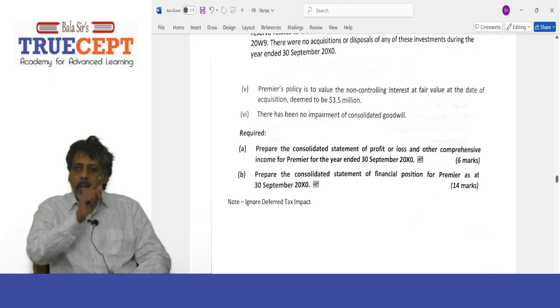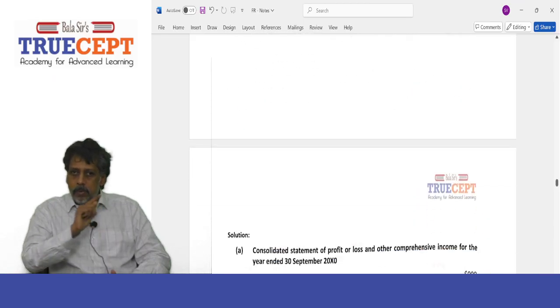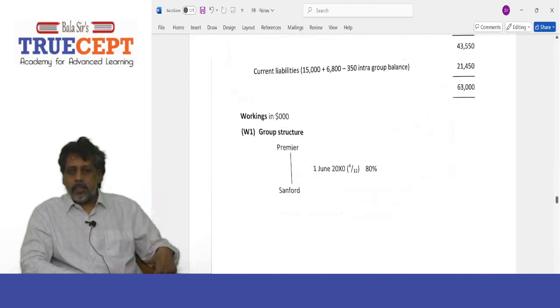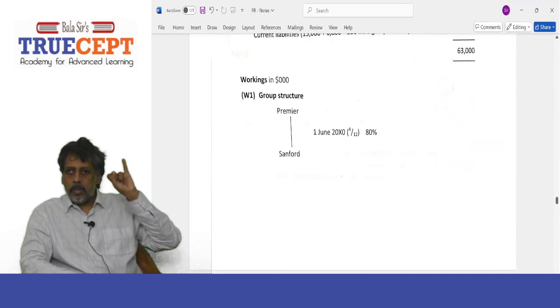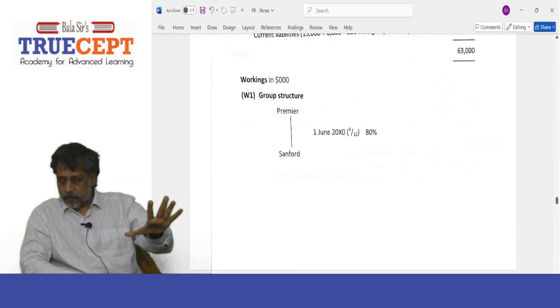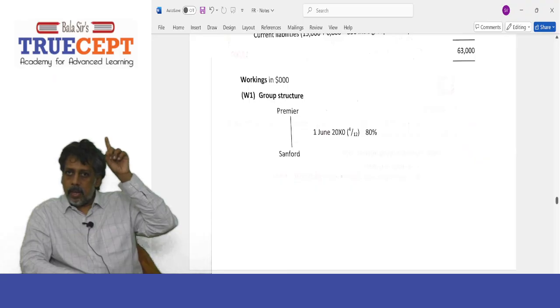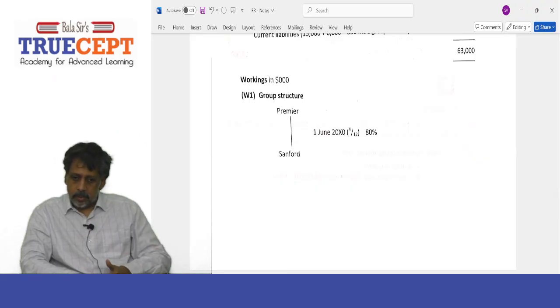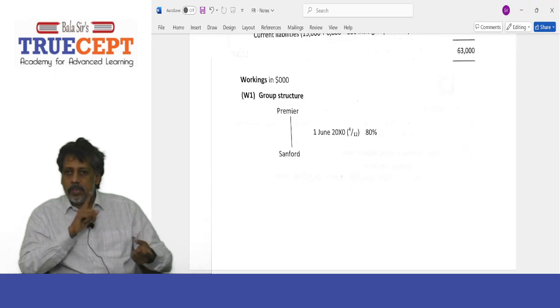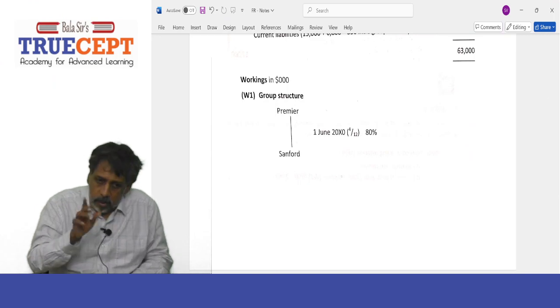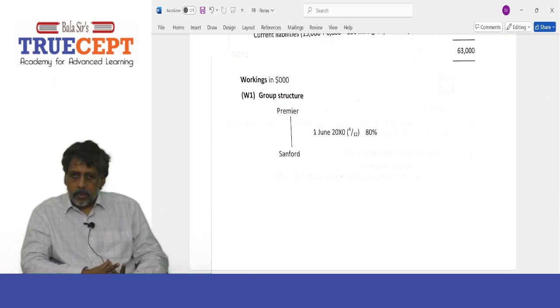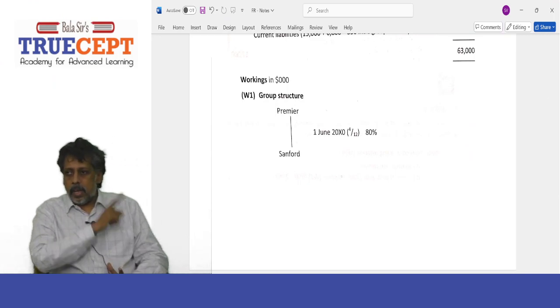So now we shall go ahead and take on the solution. First I'll discuss working notes 1, 2, 3, 4 and 5 and then complete the balance sheet. Then I will take on working notes 6 and 7 and discuss the statement of profit and loss. Shall we? Yes, sir. Now let us go ahead and take on the working notes.